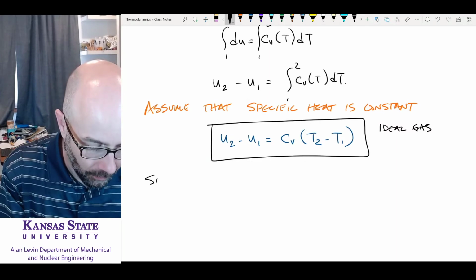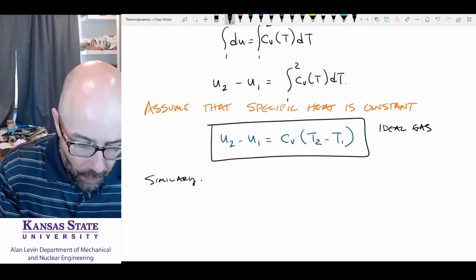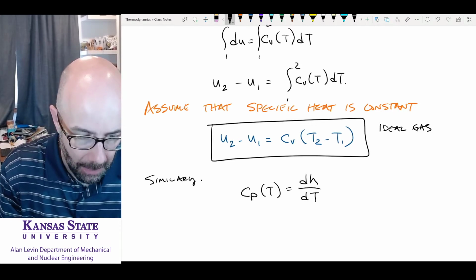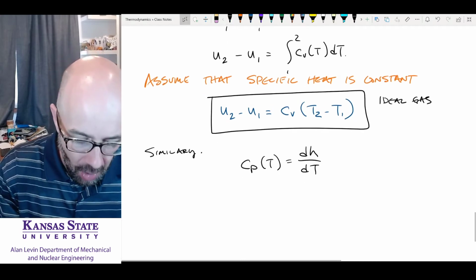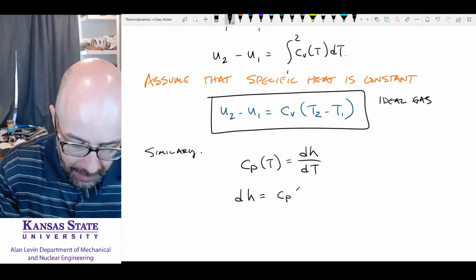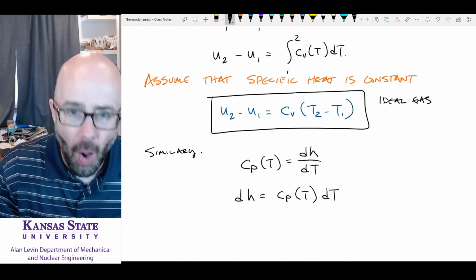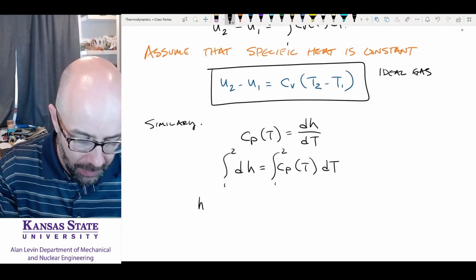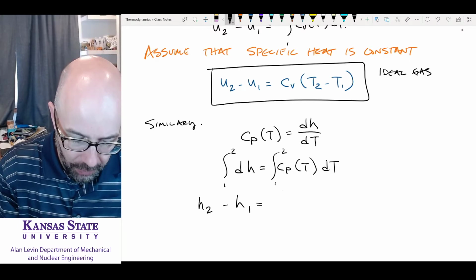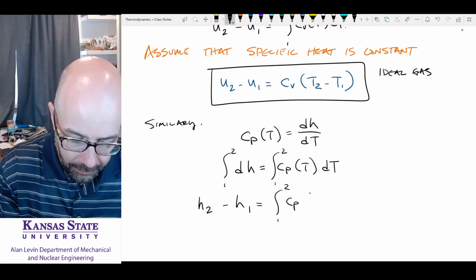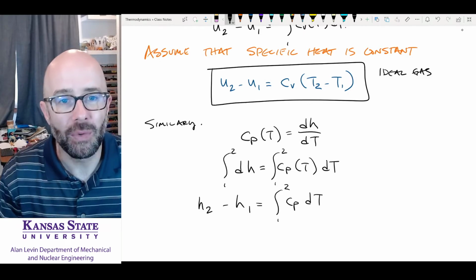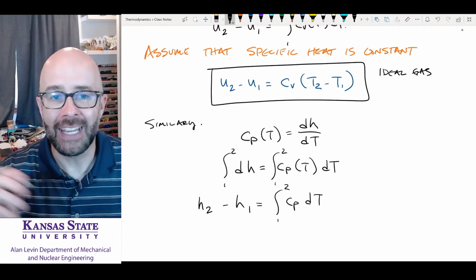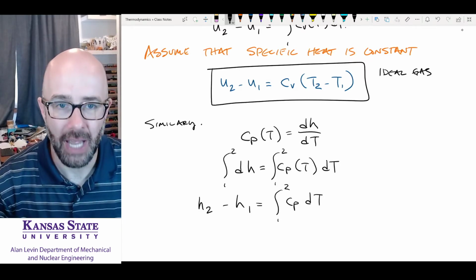Now, similarly, we know that C sub P as a function of temperature is equal to dH over dT. And so if we do the same type of thing where we separate and say dH is equal to C sub P times dT, we can integrate this from 1 to 2 and integrate this from 1 to 2, and we can get that enthalpy at state 2 minus enthalpy at state 1 is equal to the integral from 1 to 2 of C sub P dT. And this is where the table values come from, where the book knows how specific heat at constant pressure changes and integrates this and puts that calculation into your tables.